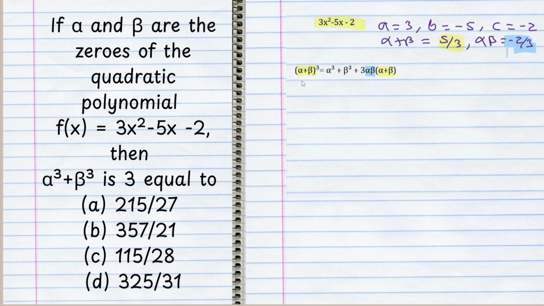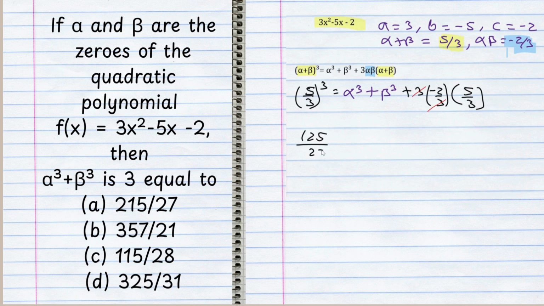So let's replace in the first part: a plus b is replaced with 5 over 3, and there is a whole cube. Keeping alpha cube plus beta cube as it is, as we have to determine the value of alpha cube plus beta cube. Plus this is 3 times alpha beta, and alpha beta is minus 2 over 3, times the sum of the zeros, which is again 5 over 3. So we can say that 3 and 3 get cancelled over here. On further simplification, the cube of this gives you how much? 125 over 3 cube, which is 27.